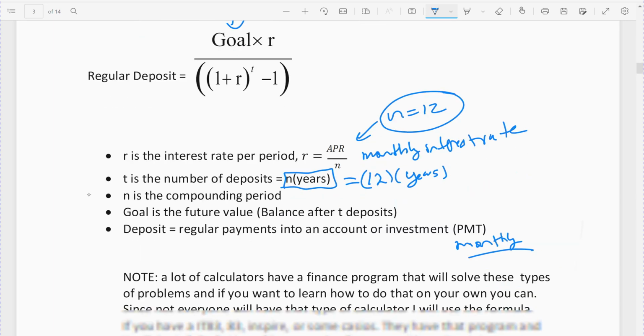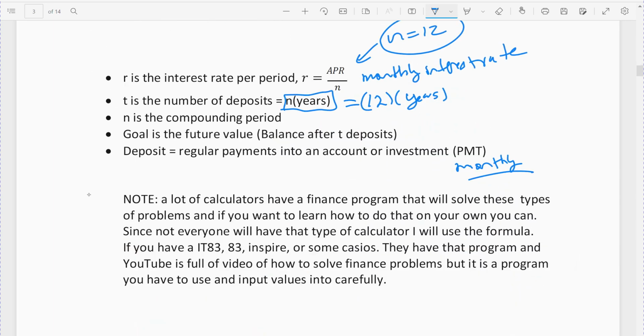Just a quick note on this. There are a lot of calculators out there with finance programs that can do these types of problems. I know the TI-83, 84, Inspire, and some Casios do. I will use the formula in case students do not have these calculators, because the formula works in every case. If you want to figure out how to do them on your calculator, feel free, but I'm not going to go over that. I'm going to stick to the formulas so they work for everybody, whether or not you have a fancy calculator or a regular calculator.